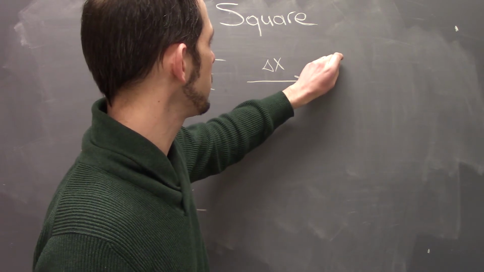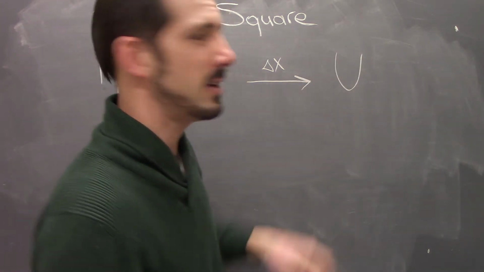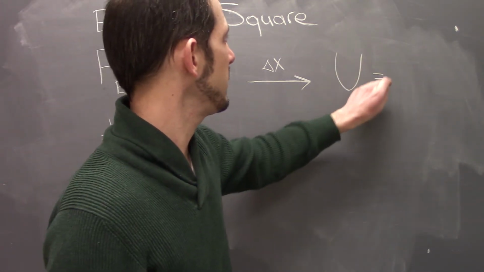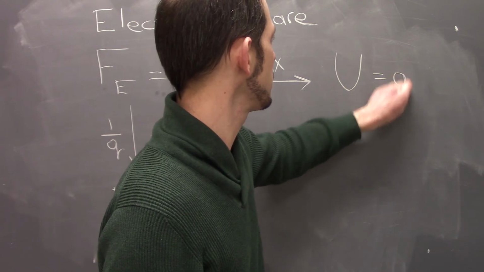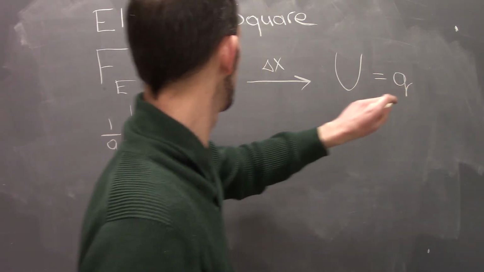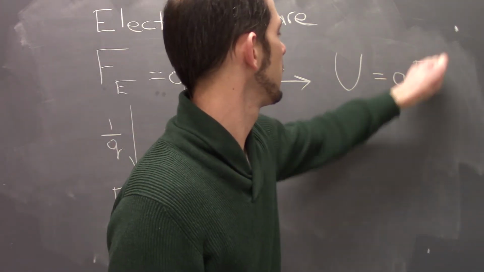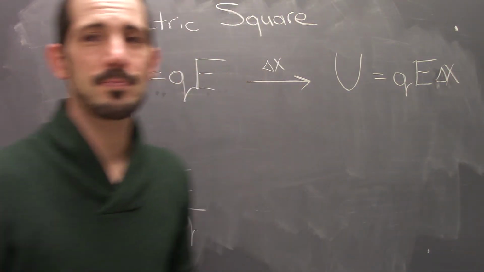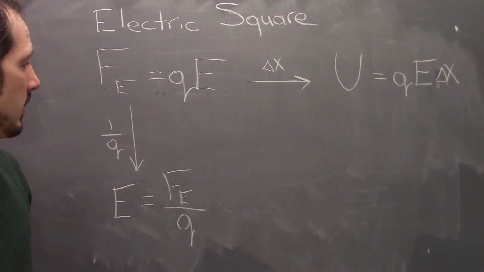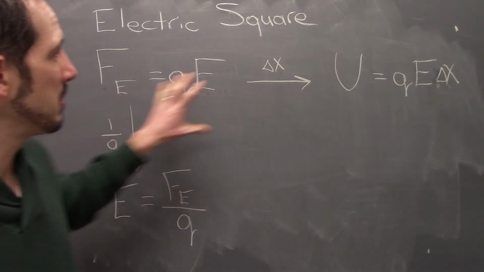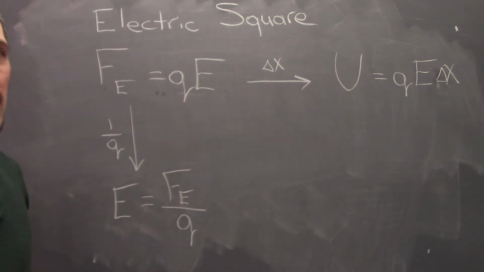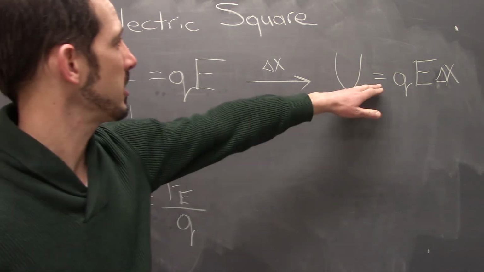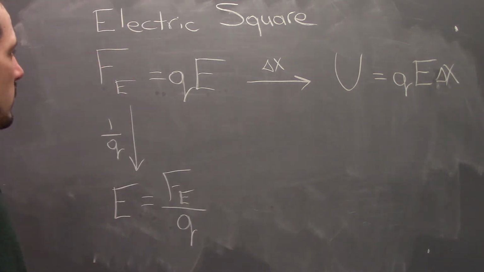We're going to look at this in terms of energy. I'll use a more standard U for potential energy. And we'll say that this is force times distance, which is Q times E times delta x. Then we can complete what's going on here by doing the same thing here. We can multiply by delta x, so we can do the same thing up here and divide by q. So either will get us there.